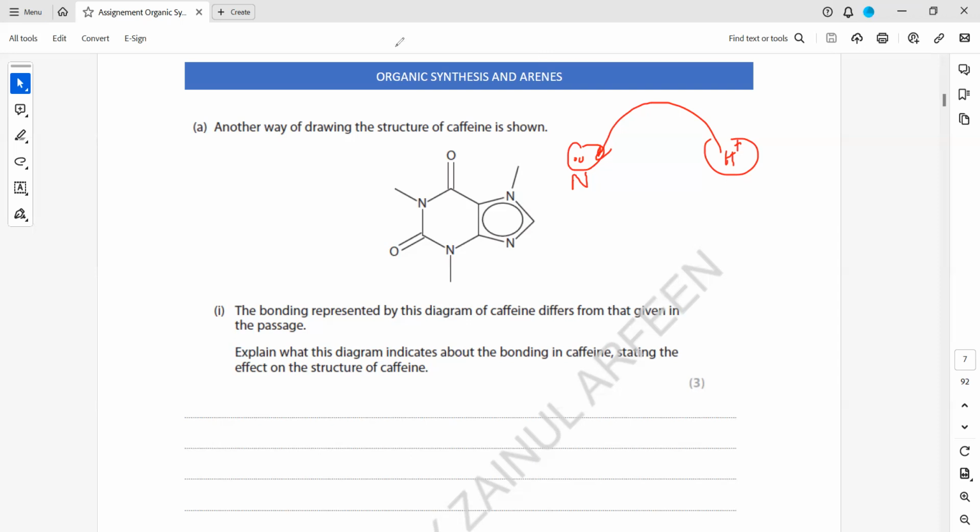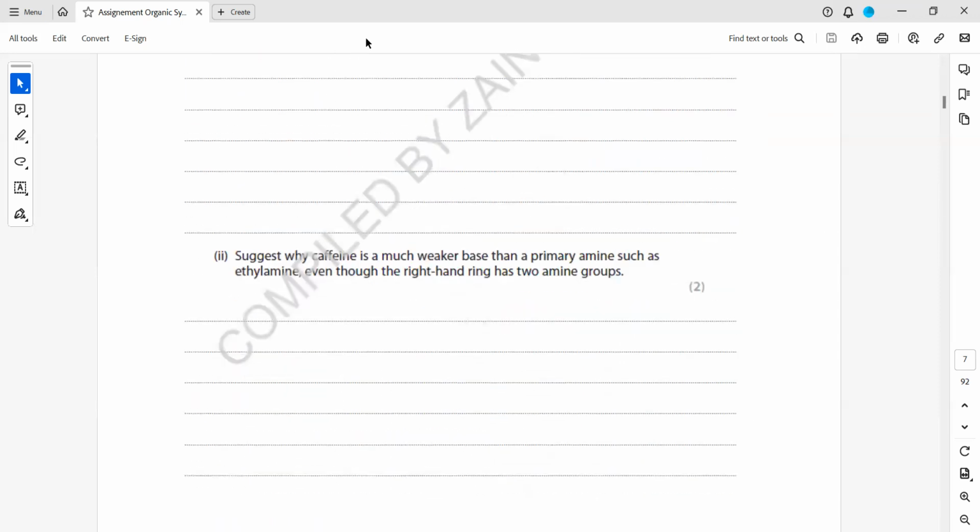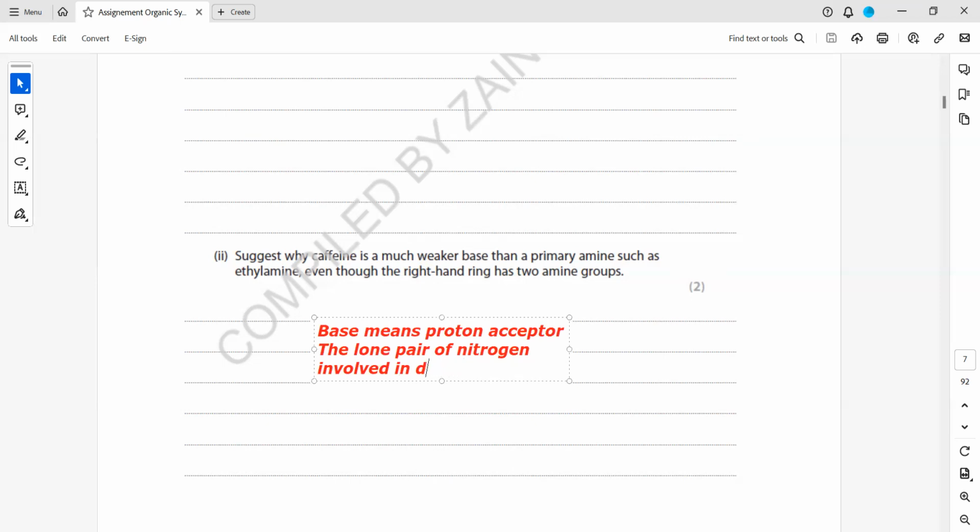Is it clear? Part two: why is caffeine a weak base then? Base means a proton acceptor. So the lone pair of the nitrogen is involved in the delocalized electrons, and as a result it reduces the tendency to accept the proton.